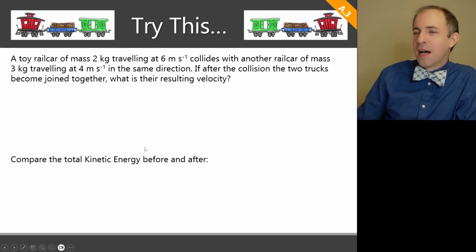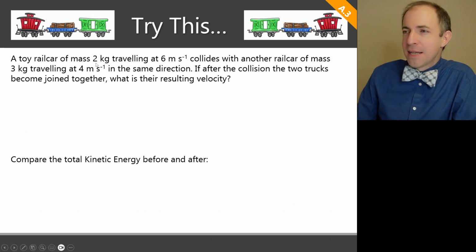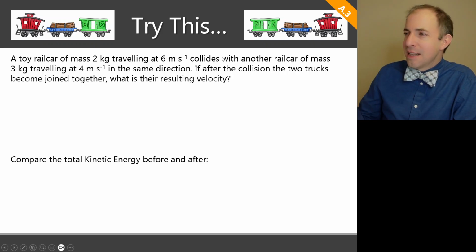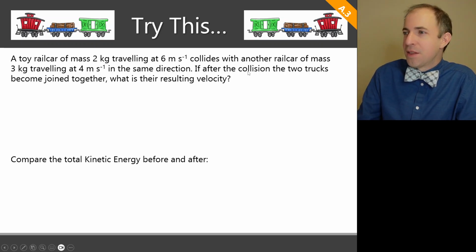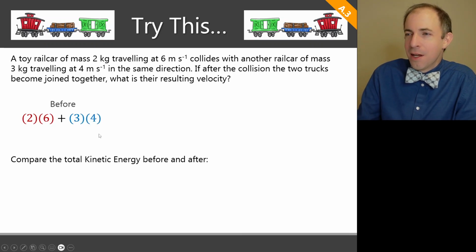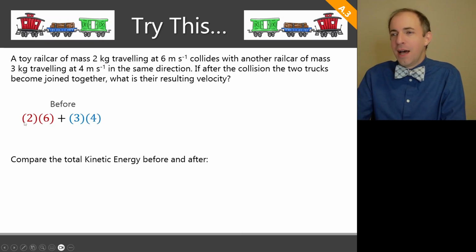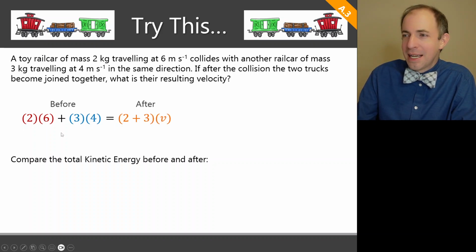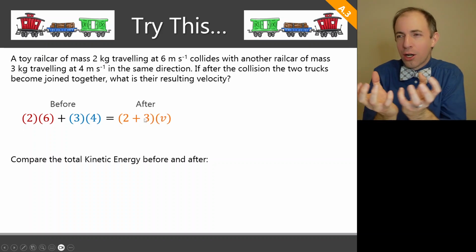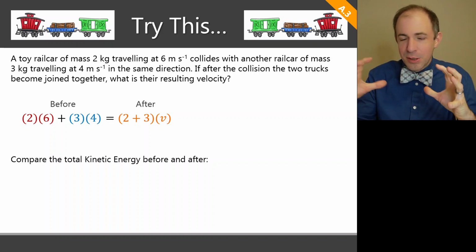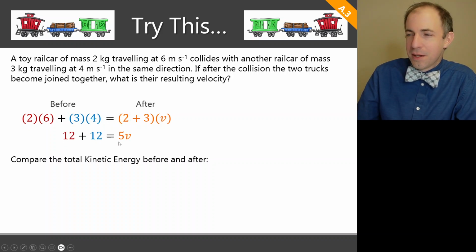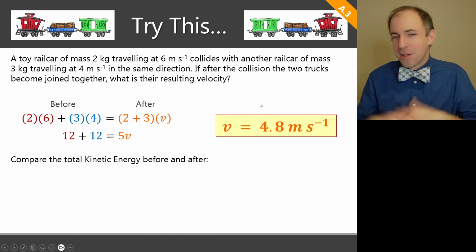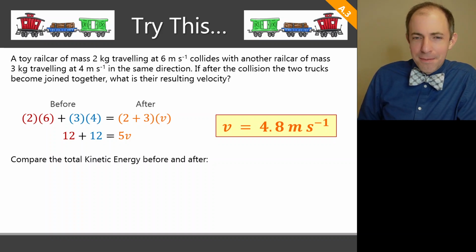So let's figure this out by looking at an example. A toy rail car with a mass of 2 kilograms is traveling at 6 meters per second, collides with another rail car with a mass of 3 kilograms, traveling at 4 meters per second in the same direction. If after the collision the two cars become joined together, what's the resulting velocity? Well, I know before I have a total momentum of the momentum, mass times velocity, of each of them combined. And after, it's a larger car, essentially, of 2 kilograms plus 3 kilograms, a 5 kilogram object moving at some velocity. And 12 plus 12 is equal to 5v. So v, the final velocity of this thing, is 4.8 meters per second.